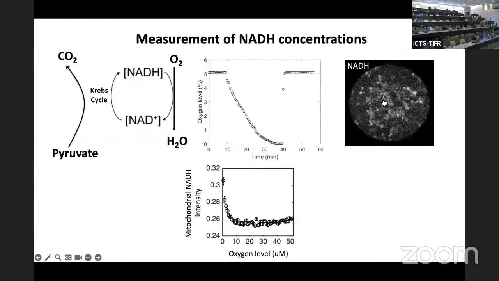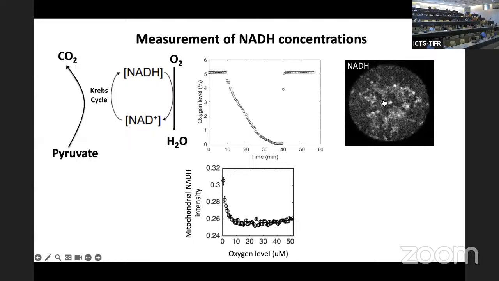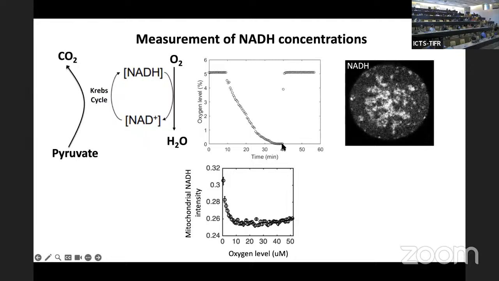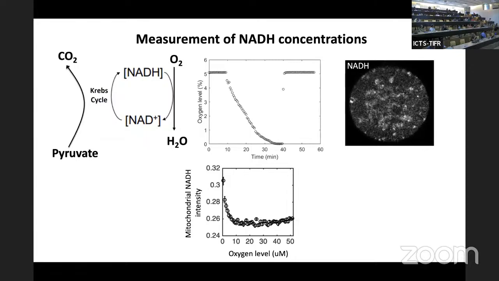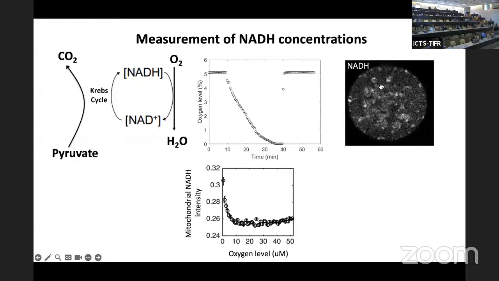I had a question on this slide. You say that the depletion of oxygen is being recorded as the intensity of NADH. So you're saying that when oxygen decreases, NADH accumulates, so we get to see the intensity. Aren't there other mechanisms apart from oxygen that might also lead to the accumulation of NADH?